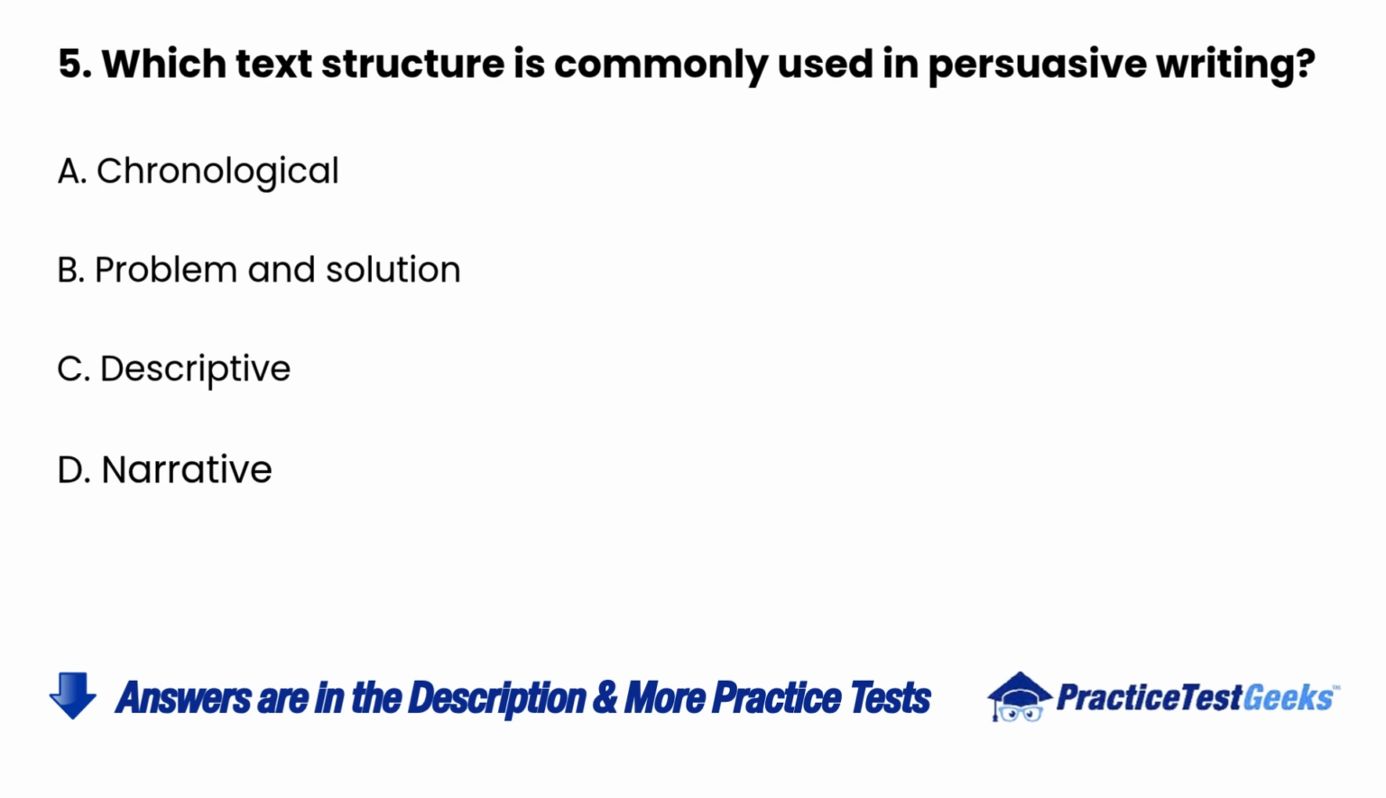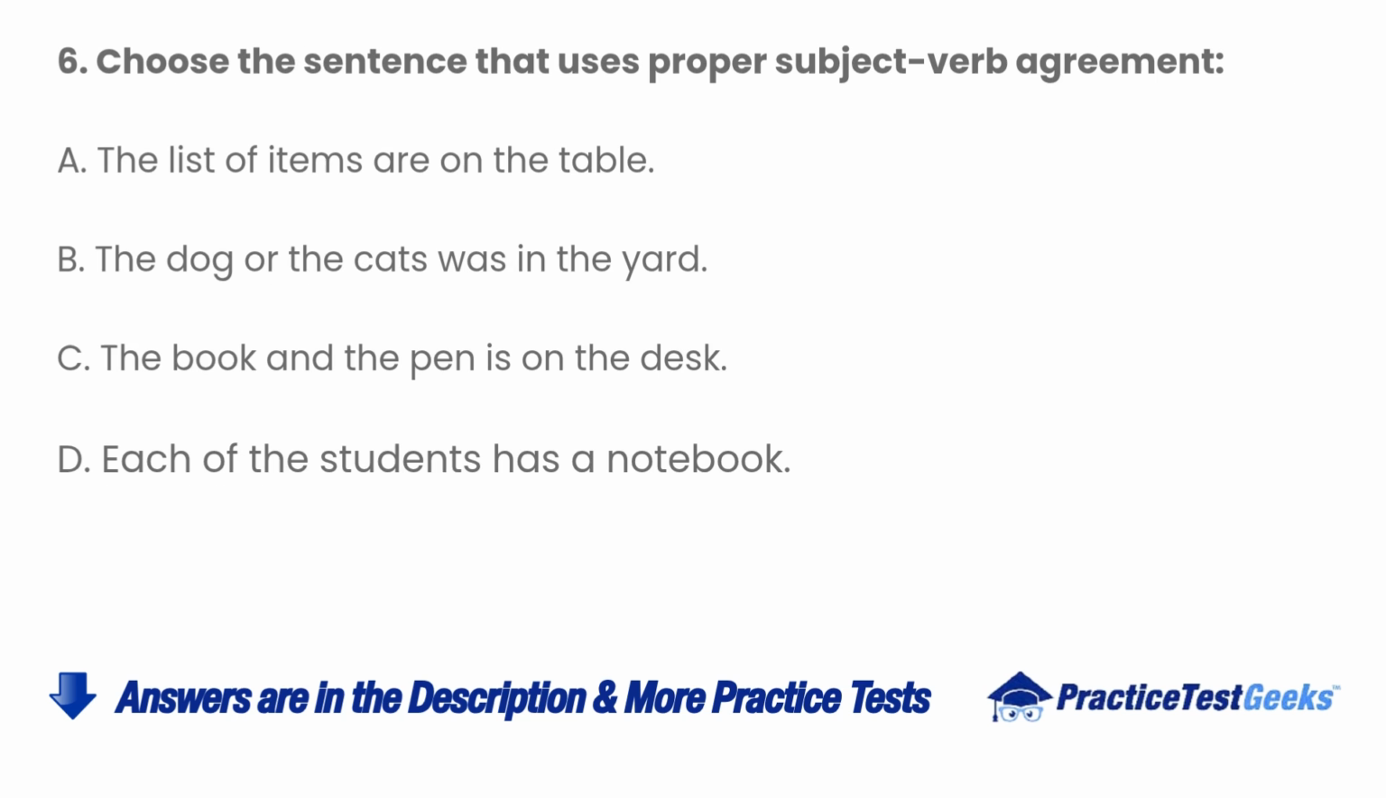5. Which text structure is commonly used in persuasive writing? A. Chronological. B. Problem and solution. C. Descriptive. D. Narrative.